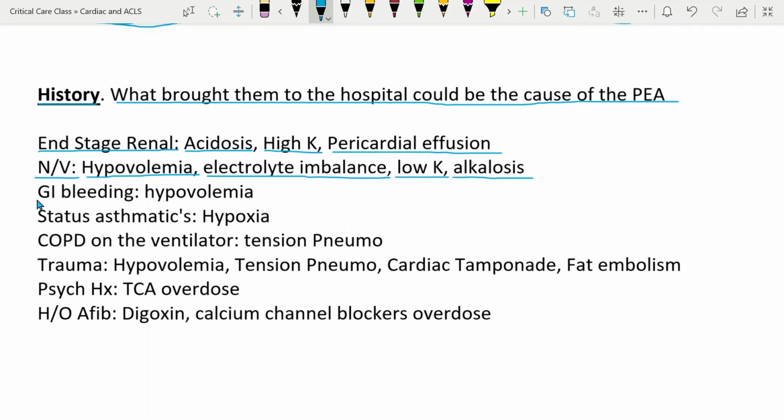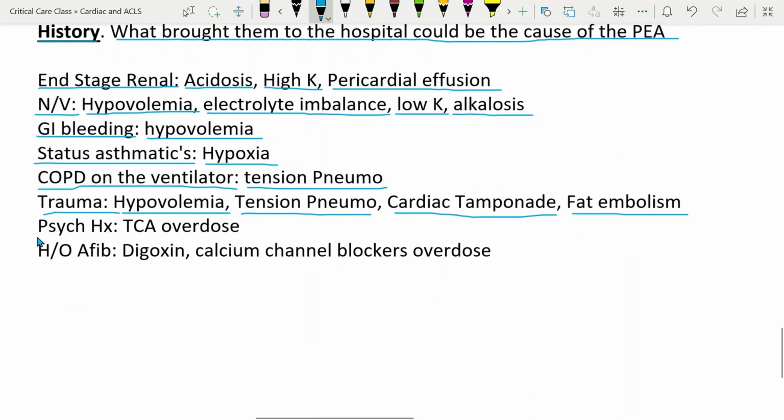GI bleeding. Possible cause hypovolemia. Status asthmaticus. Possible cause is hypoxia. Patients with COPD on a ventilator, possible cause tension pneumothorax from ruptured lung. Trauma patient, hypovolemia, tension pneumothorax, cardiac tamponade, fat embolism. Psych history, tricyclic antidepressants overdose. History of atrial fibrillation. Possible cause could be digoxin overdose, calcium channel blocker overdose.